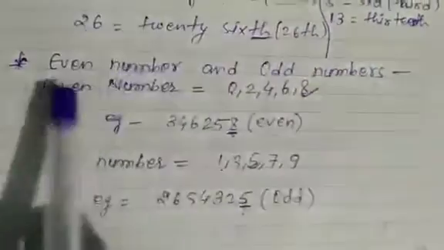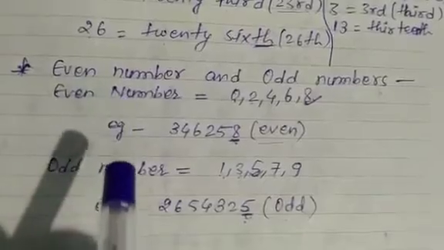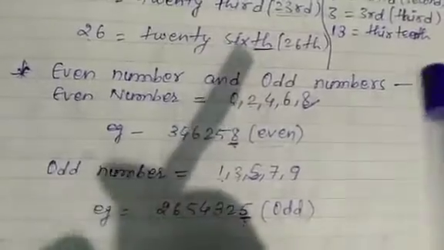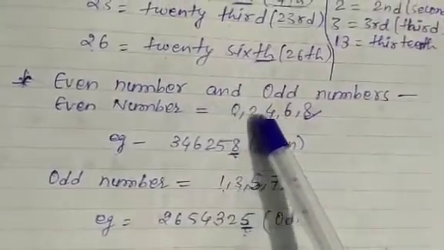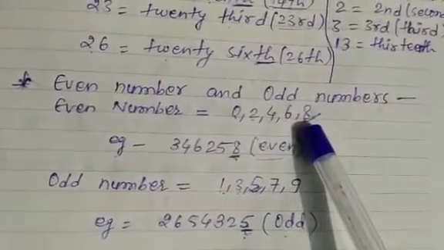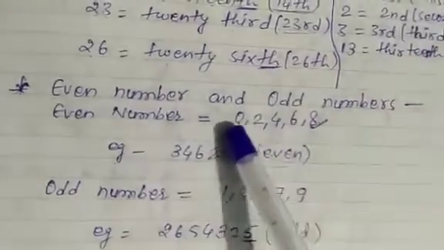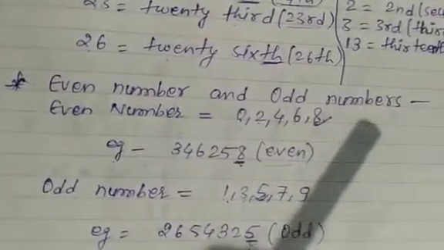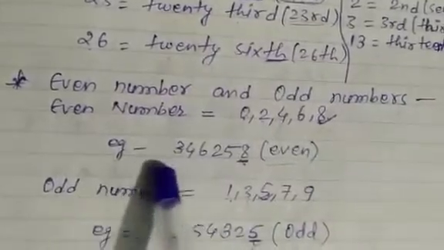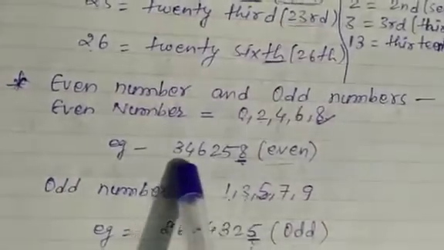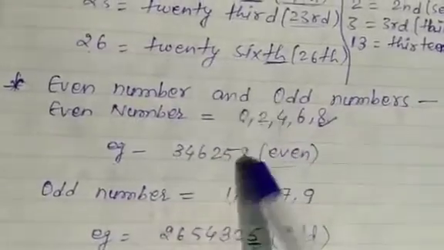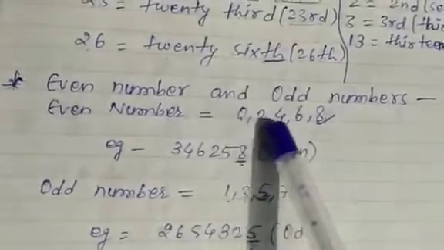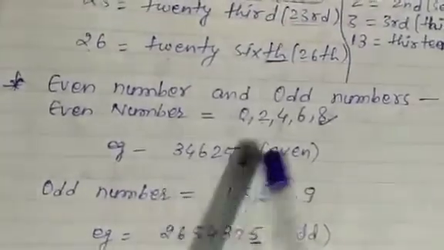Okay, as you can see here, even number means when the ones place of any number is 0, 2, 4, 6, 8. When the ones place of the number is either 0, 2, 4, 6 or 8, the number will be an even number. As you can see here, I am giving the example 346258. When the ones place of this number is 8, as you can see, the even number's ones place should be 0, 2, 4, 6, 8. 8 is here, therefore this number will be even.